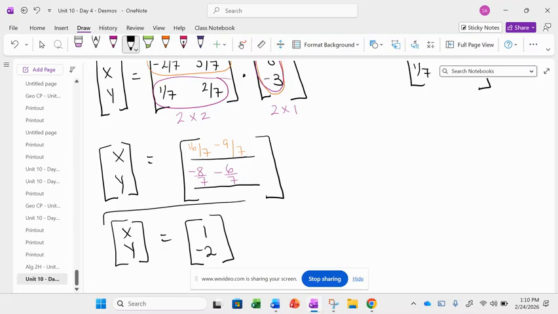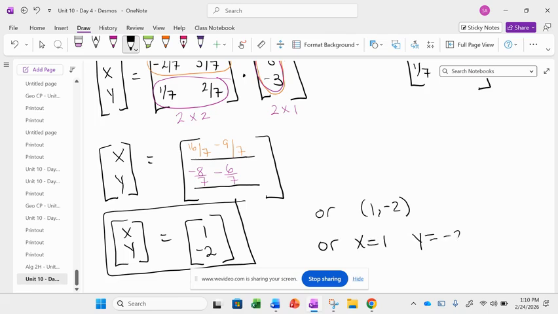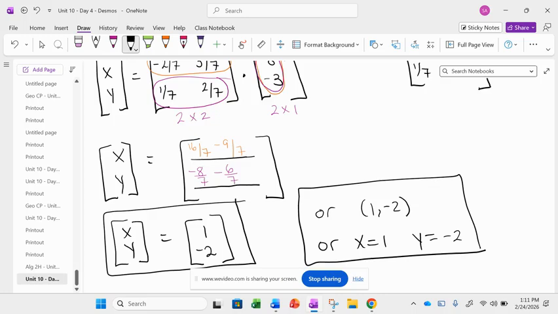You can leave the solution just like this in matrices, or you can say 1 comma negative 2, or you can say x equals 1, y equals negative 2. Do I care which way you write this? I do not care.